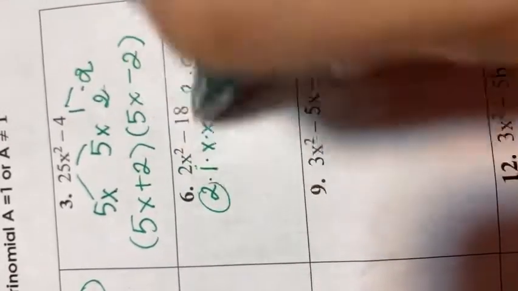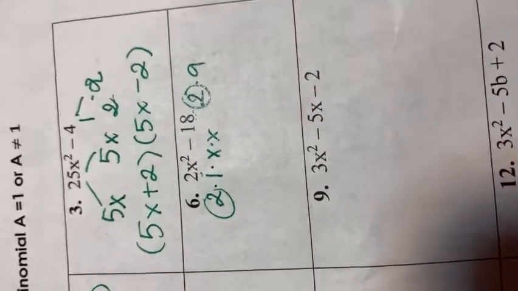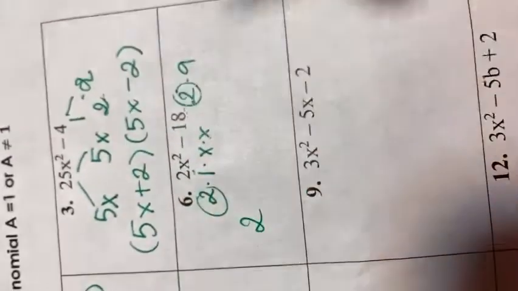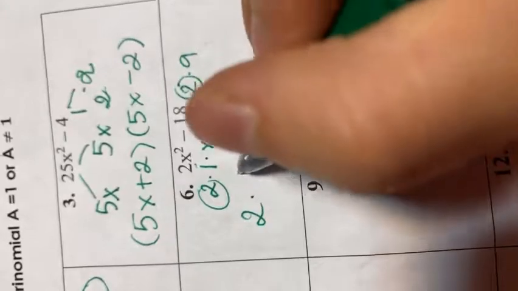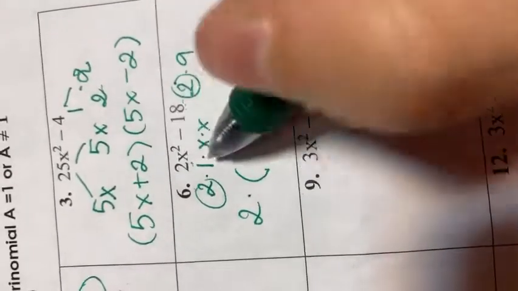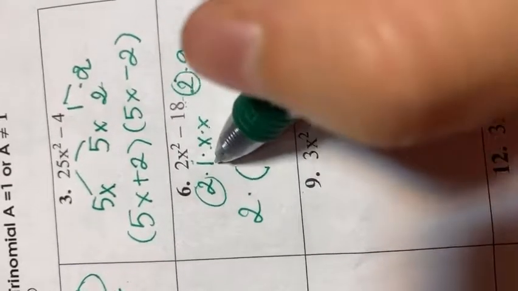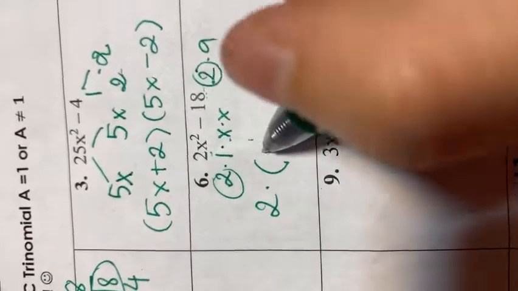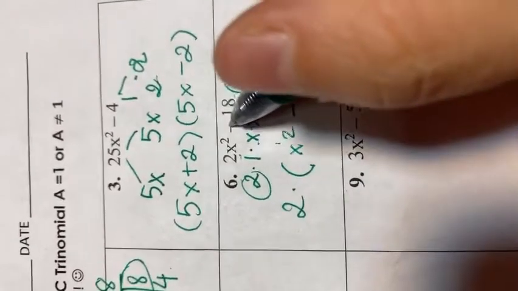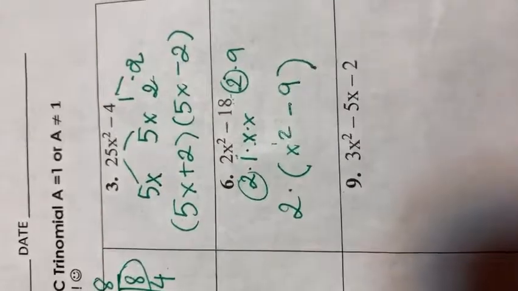And you see the 2 and the 2 repeat. So we put them in the front. This is called the greatest common factor. Okay. And then whatever doesn't repeat, we put back inside the parentheses. So this one is just going to be x squared minus, the sign stays the same, and 9.